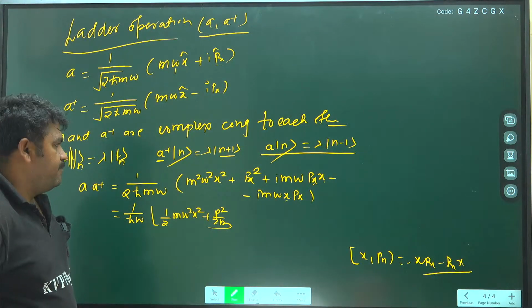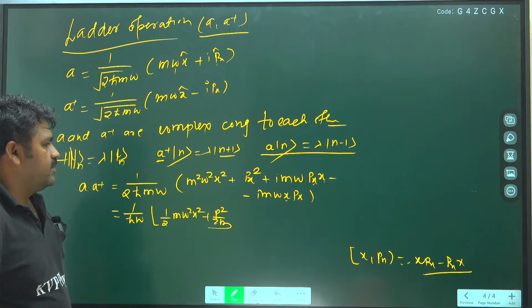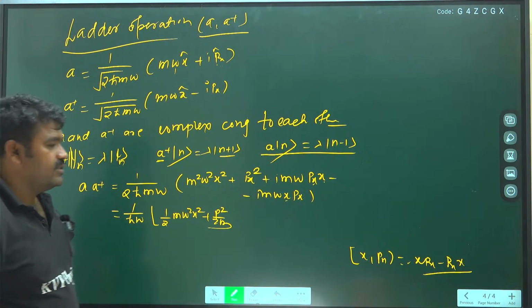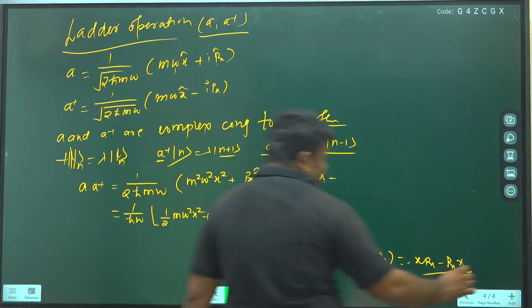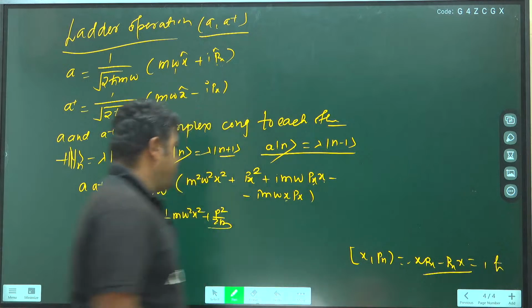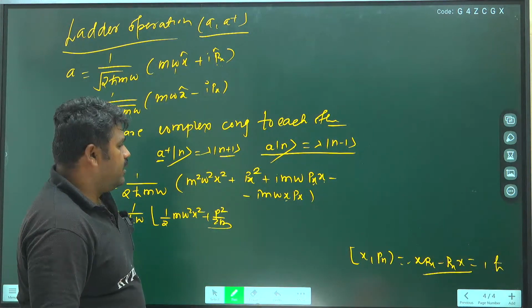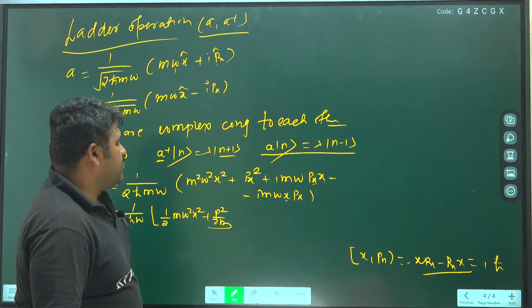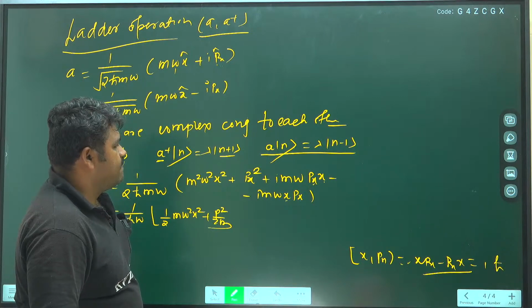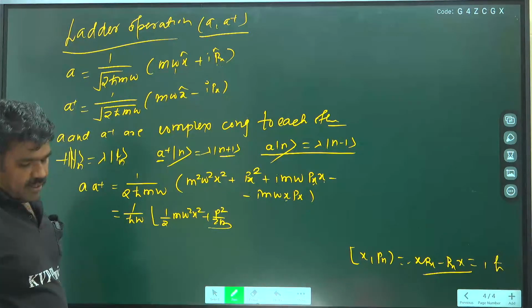Now, x px minus px x, so we're getting the positive. This is nothing but how much? This is equal to how much? iħ होता है. आ रहा है समझ में? प्लस iħ. लेकिन जब हम क्या करेंगे, देखिए, x px is a plus iħ.